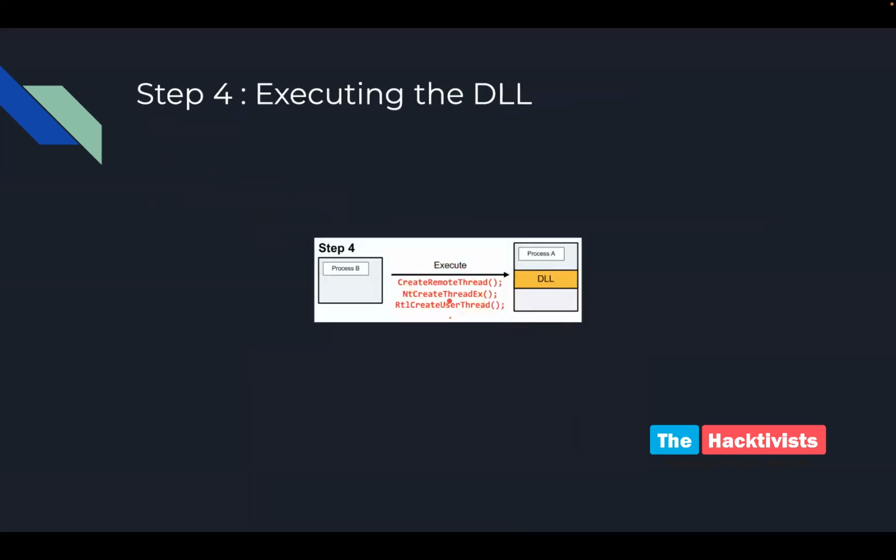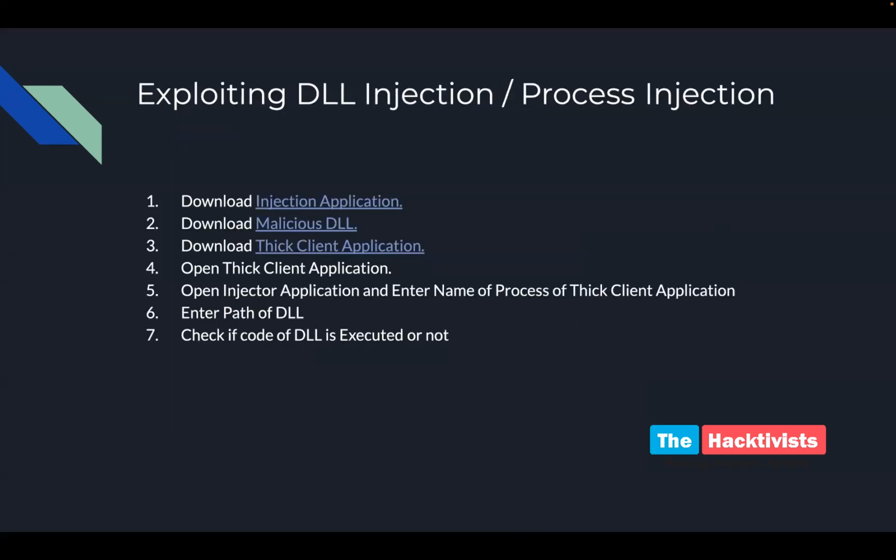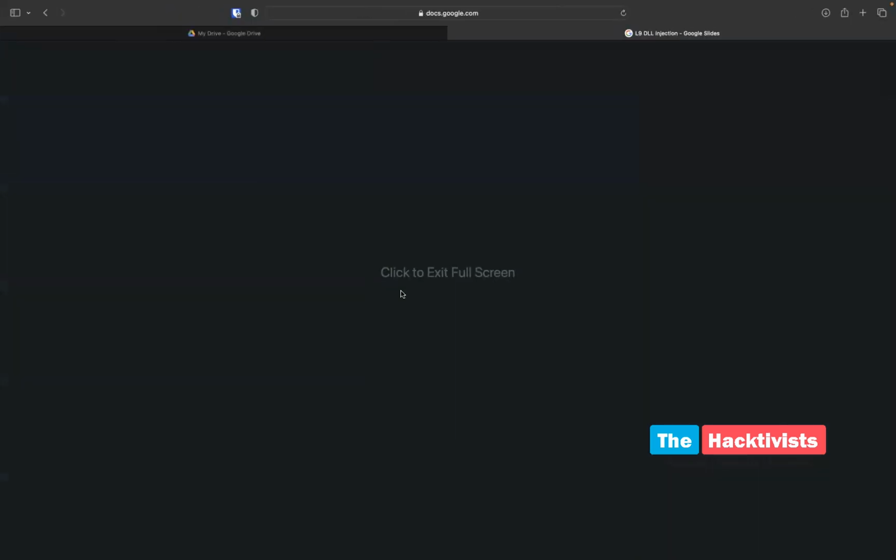To execute that, CreateRemoteThread and CreateThreadEx will be utilized, and the DLL will be executed at that point of time. So now that we have understood what DLL injection is and what the steps for DLL injection are, let us go forward and identify how that DLL injection will be done.